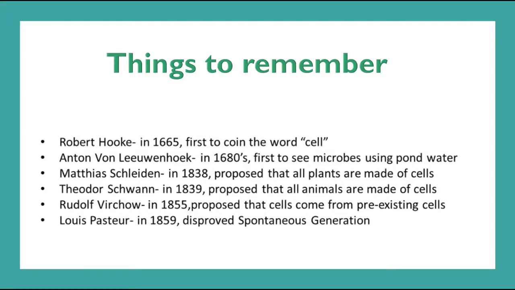Now, these are the important years that may be helpful for you to know. So it's good if you remember them. And here there's an extra thing. Louis Pasteur, who disproved spontaneous generation in the year 1859, proposed that no living organisms can be generated spontaneously or by their own. They can only generate from another living organism, for example, a cell. So he disproved spontaneous generation.